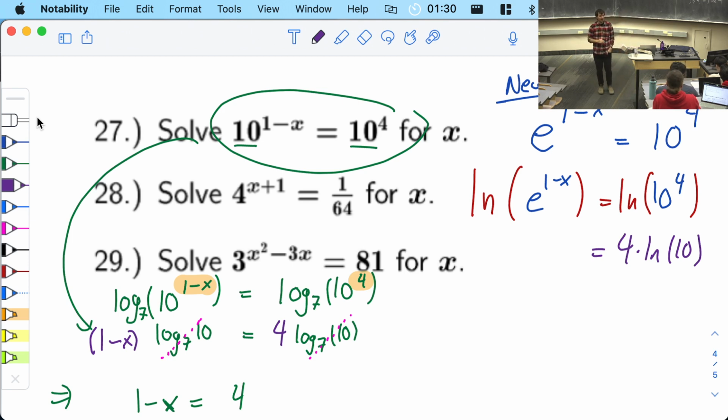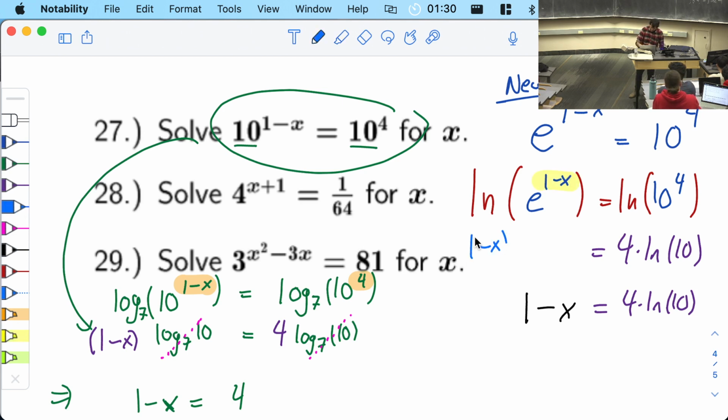The ln of e to the 1 minus x, again, you can do it in 2 steps and bring down that 1 minus x. Or you can just know the fact that ln and exponentials undo each other. So the ln of e to the 1 minus x is just 1 minus x again, and you have 4 ln 10. If you want to do it in 2 steps, that 1 minus x would hop down by the same power rule as before, so 1 minus x, and then you'd have the ln of e. And you might know that the ln of e is exactly 1. The ln of e is what power of e to get e?